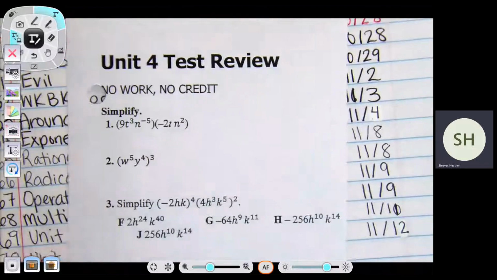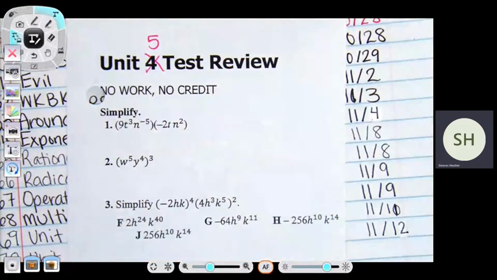Okay, so I'm gonna start going over the Unit 5 test review that you got today, and go over every single problem. So you should be checking your answers so that way you're prepared for tomorrow's test. So the first problem is a multiplication problem.